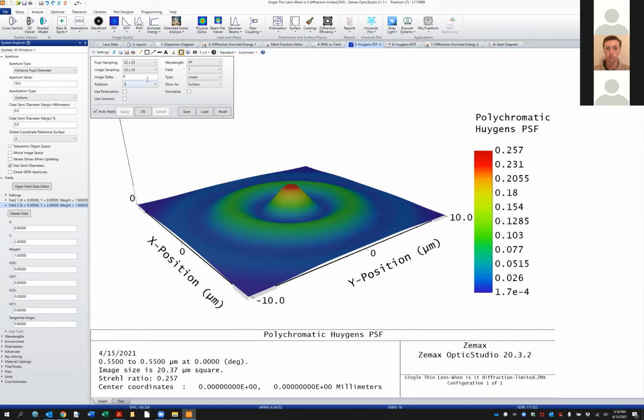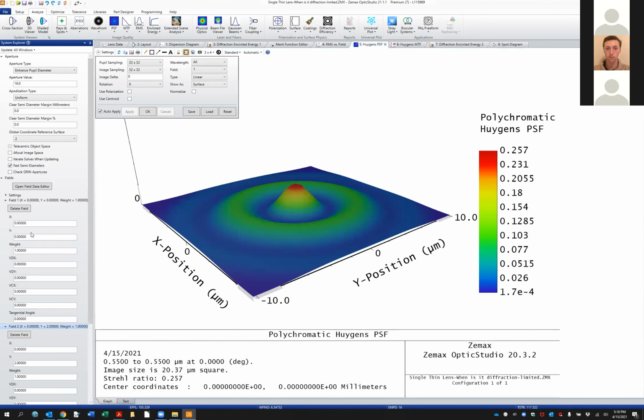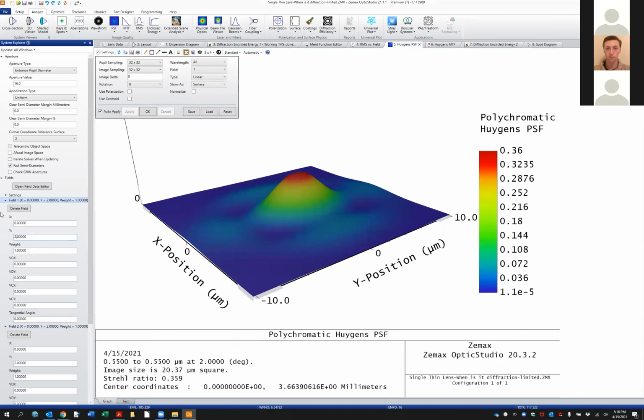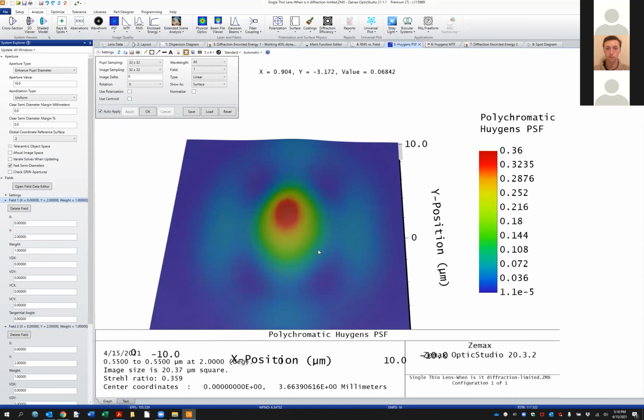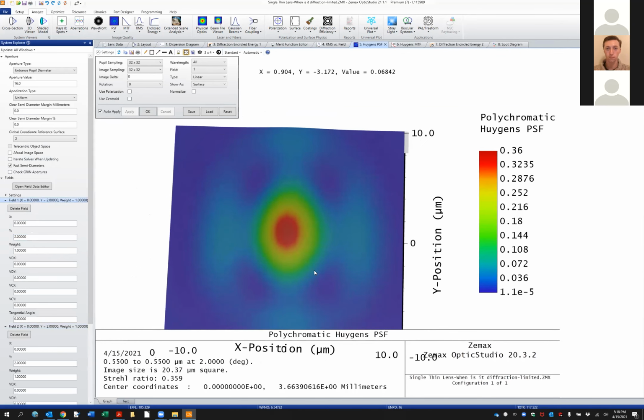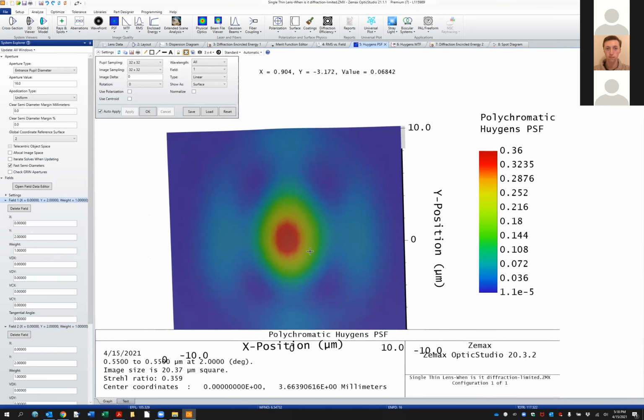Why is this stupid thing? Now I want to see what would happen if I put field 1 off axis, I mean. What would it look like? Okay, and indeed, we see something that is narrower in the X direction than in the Y direction.